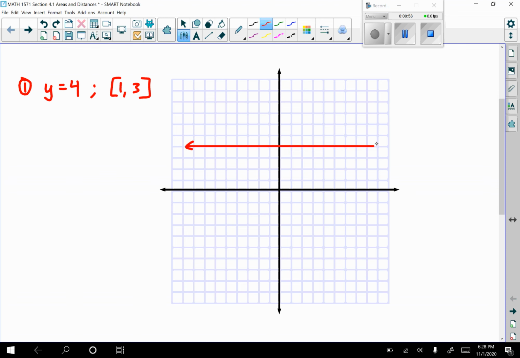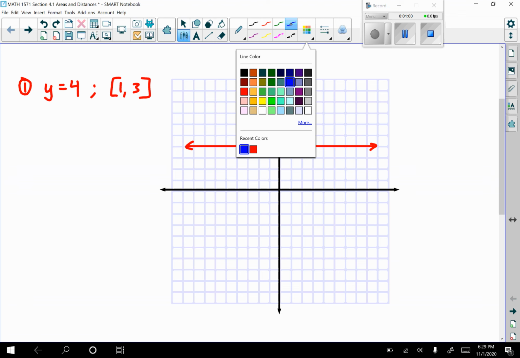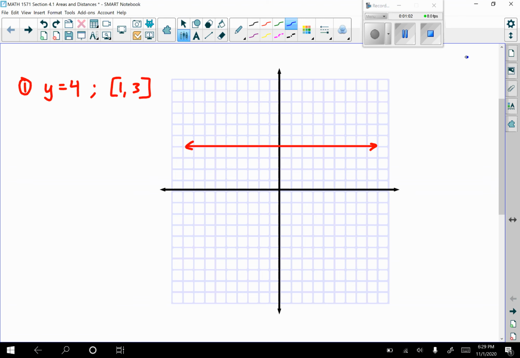Now, even though I drew this line this long, I'm only interested in blocking this off from x equals 1 to x equals 3. So I'm just going to draw two vertical lines going straight down. Now, the area bounded by x equals 1 and x equals 3, and then the horizontal line here, forms a nice rectangle because I'm also bounded by the x-axis. So I have a nice rectangle here.